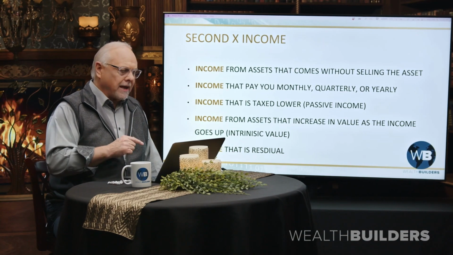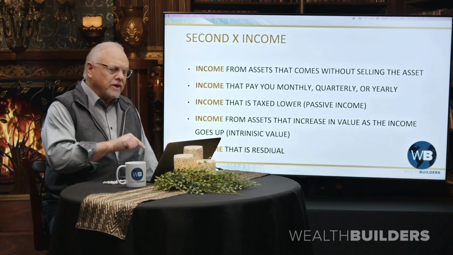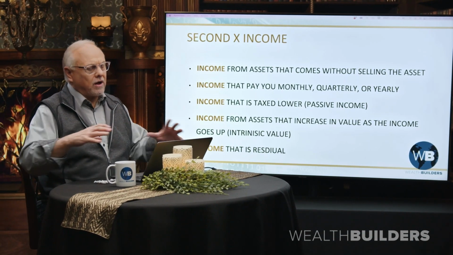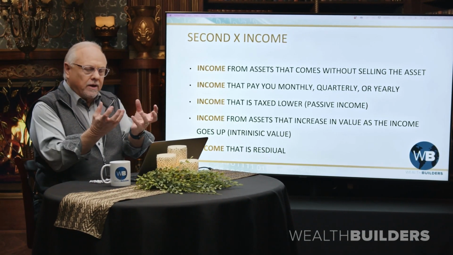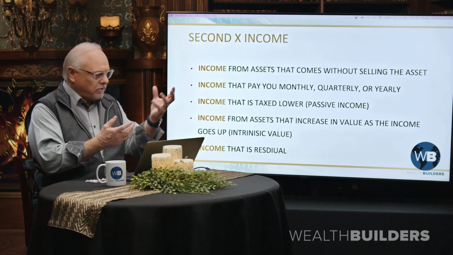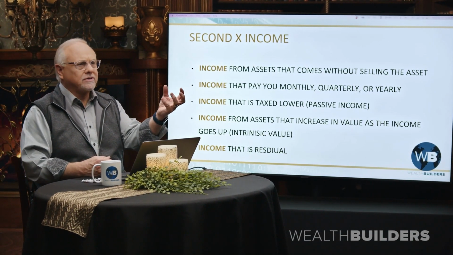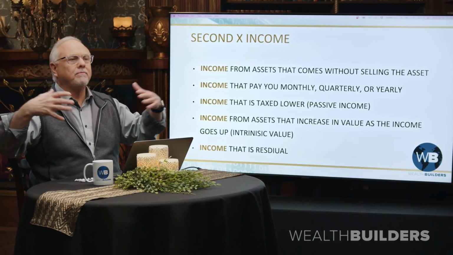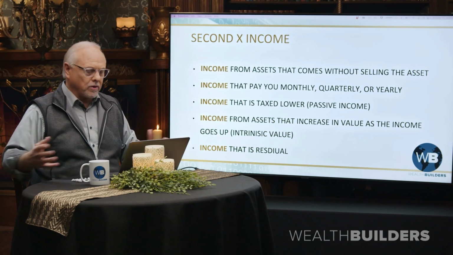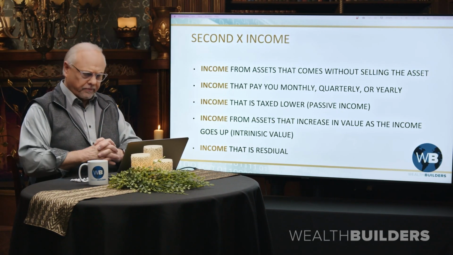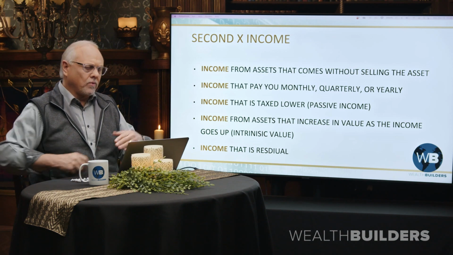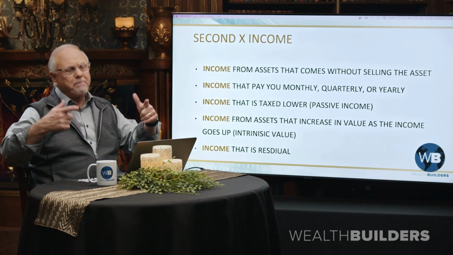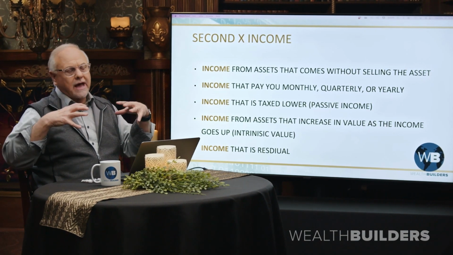And then we're talking about income from assets that increase in value as the income goes up. I call those assets that have intrinsic value. A single family piece of property is an example, and a commercial piece of property really has it, because you value it based on what is called the income approach. And so it can go up or down based on the income. And then we're also talking about income that is residual. In other words, the apple tree is going to continue to produce apples year after year.